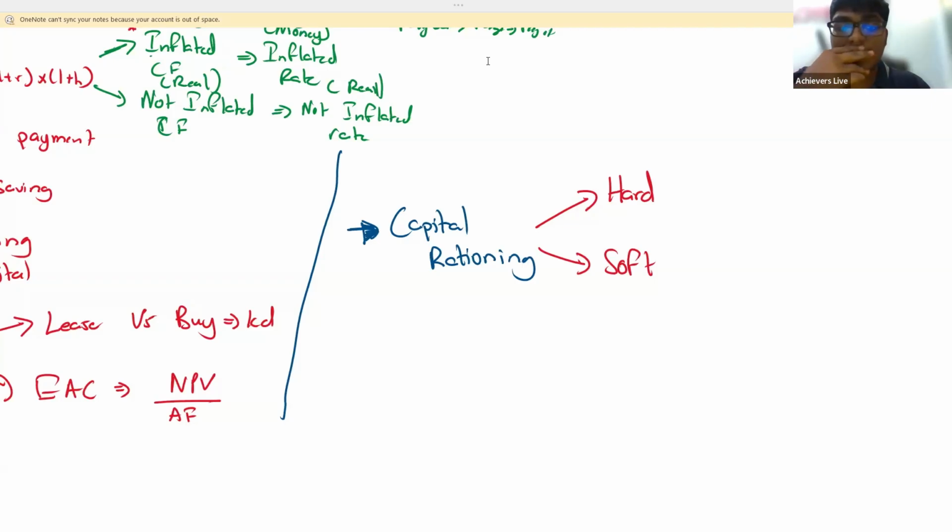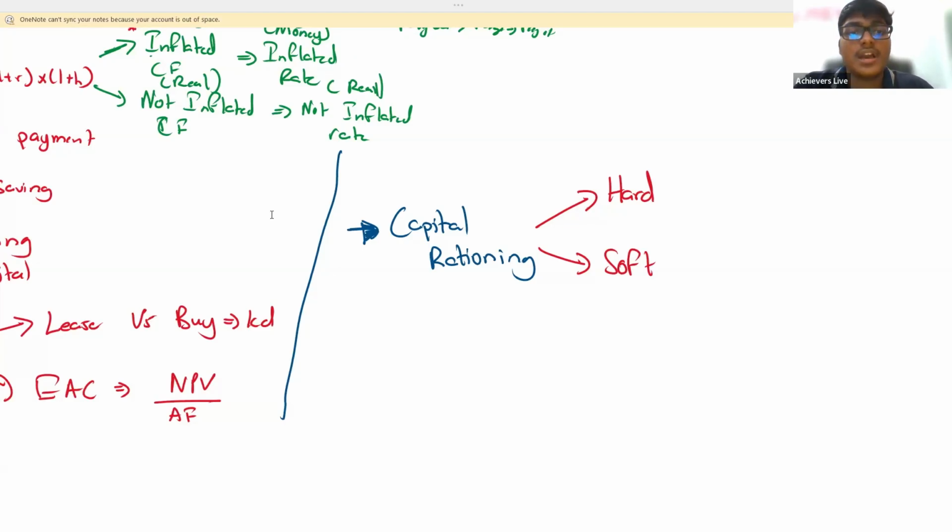Soft capital rationing is what? The company itself is limiting themselves. One reason could be limited skills. Next is the efficiency. All of that. Okay. So those are the reasons for capital rationing.